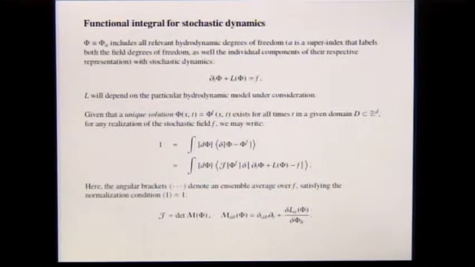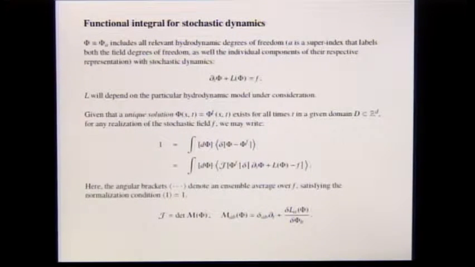Of course, it will depend on the particular hydrodynamic model that we're looking at, and we will look at a particular system, a simple system where we can test these methods later on, but let me just leave it fairly general at this moment. And let me assume that this equation admits a unique solution. So for all times in a given spatial domain in d dimensions, and for any stochastic realization of the random force on the right-hand side, this allows us to write down this identity.